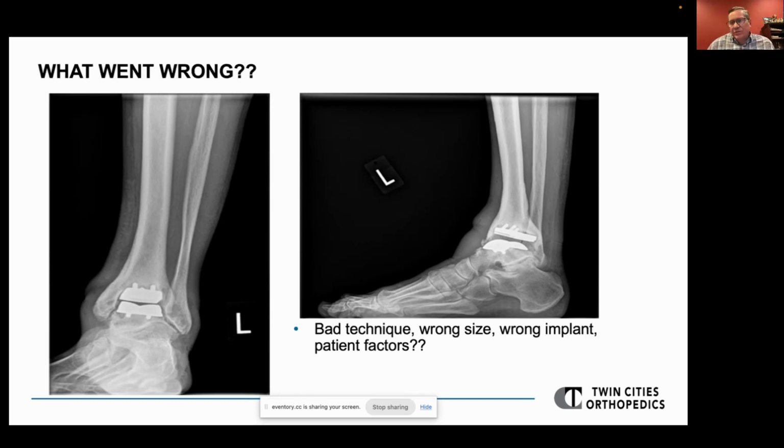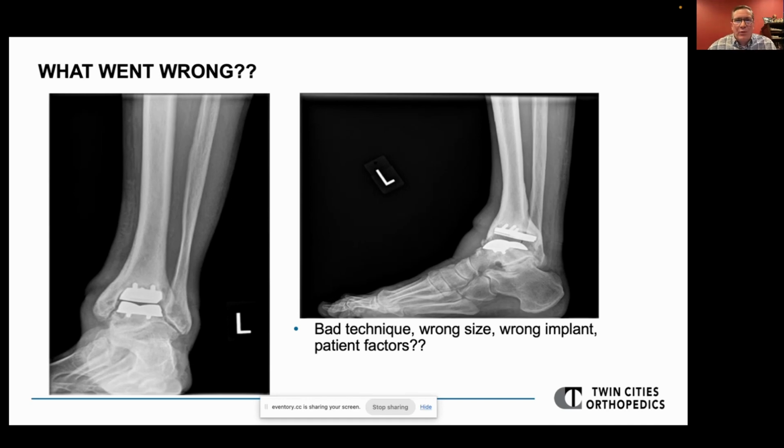So as I was looking at his x-rays at this 2-year post-op visit, I'm asking myself, well, what went wrong? What happened here? How come this subsided? Was it bad technique? Did I not put it in well? Did I do something wrong in terms of how I put it in? Was it the wrong size? Was it oversized? Was it undersized? Was it malaligned when I put it in? Did I choose the wrong implant? Certainly this implant that I use has a good track record. It's been around for a while and definitely has a good track record.